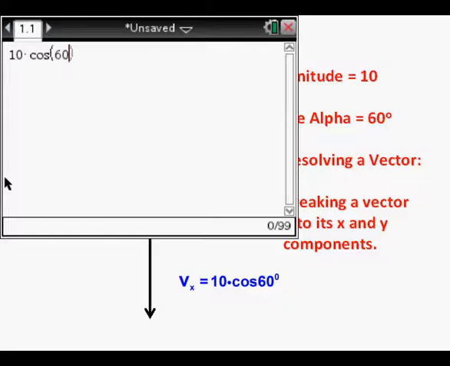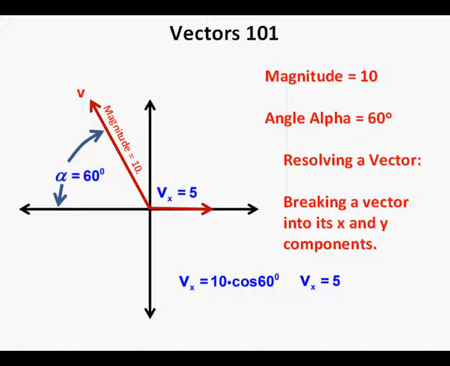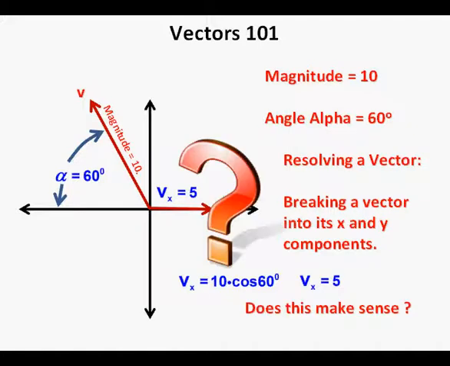And pressing enter, we find that v sub x equals 5. And so we make the notation that v sub x equals 5. So we draw in the rectangular component v sub x equals 5. But looking at the drawing of the vector, does this make sense? V sub x goes away, to the right of vector v, whereas the vector v is pointing toward the left. Well, no, it doesn't make sense.